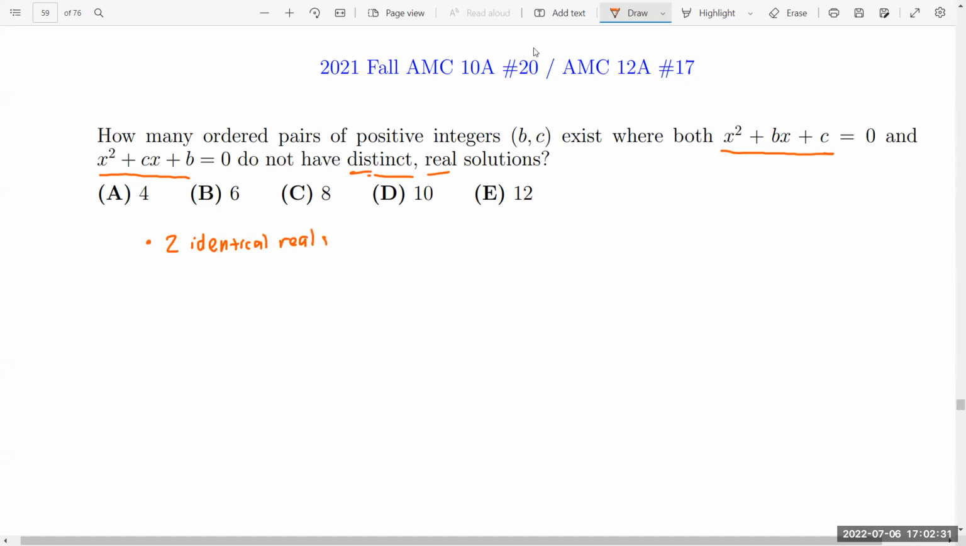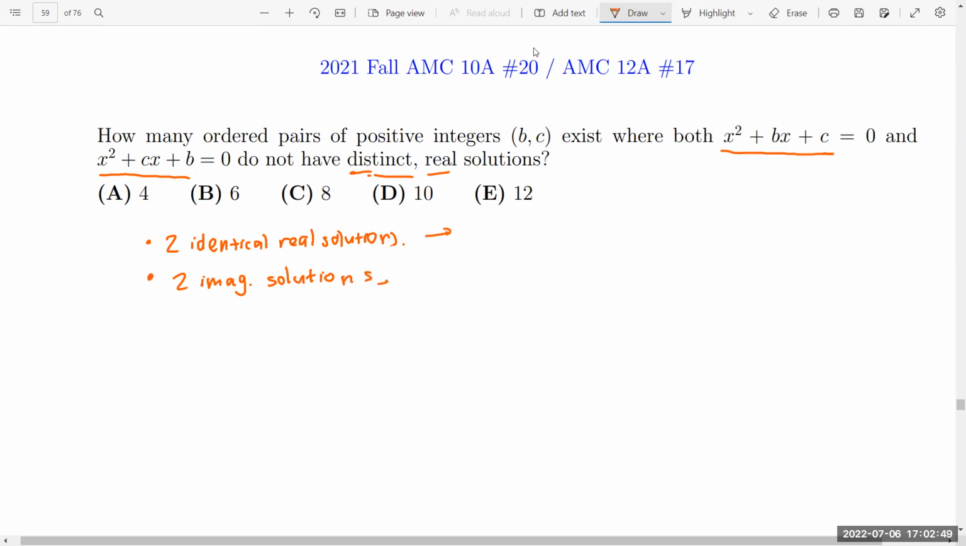real solutions, right? Basically, if the solutions are not distinct, then that satisfies it. Or we could have two imaginary solutions. So those are our two cases, right?